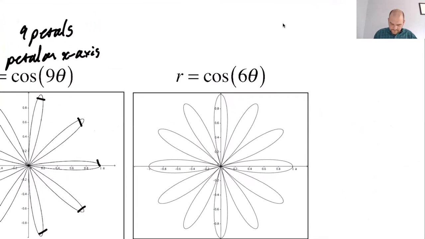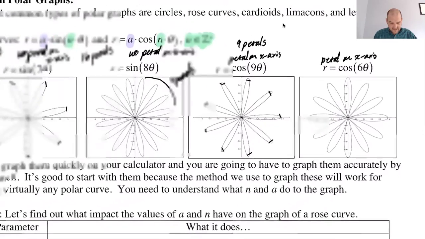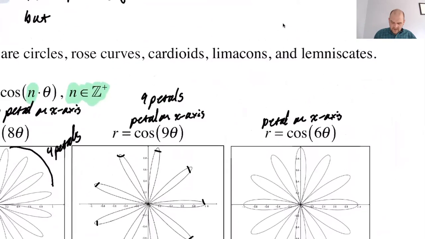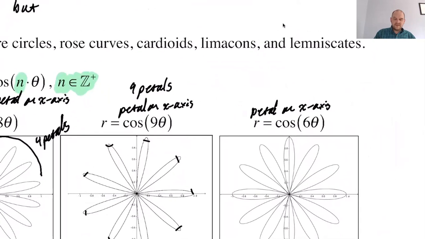All right, so first off, definitely a petal on the x-axis. So it looks like you can tell the difference between a cosine and a sine graph based on whether or not there's a petal on the x-axis. If there's a petal on the x-axis, it looks like it's a cosine graph, which again feels right because x goes with cosine. They're entangled when you're talking about polar. So with a petal on the x-axis, you immediately know you're dealing with a cosine thing.